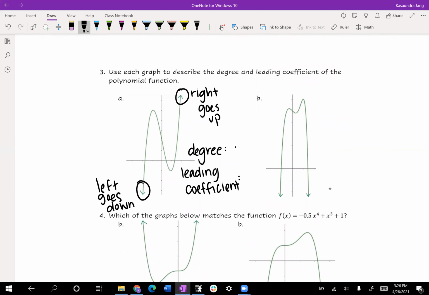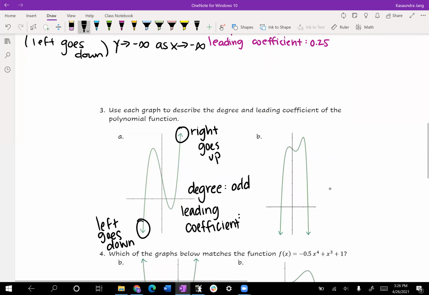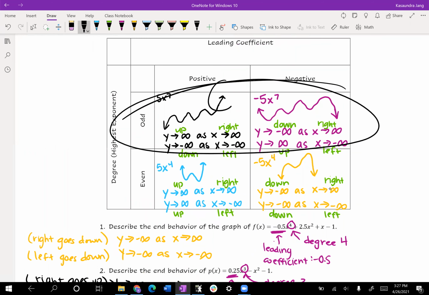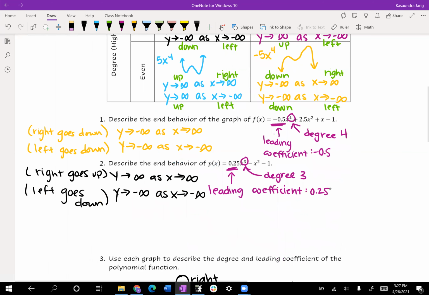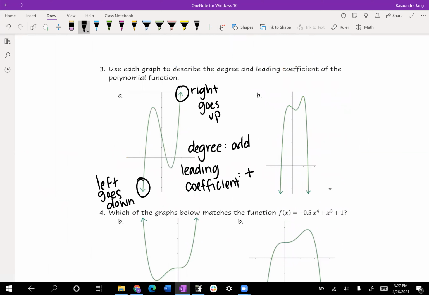Leading coefficient, let's look at the leading coefficient. Is the right side going up or the right side going down? Right side goes up, so that's got to be this odd degree with a positive leading coefficient. It's in this category right here. Odd degree with a positive leading coefficient. So leading coefficient, I'm going to put positive. That was my positive sign. All right. I didn't find any specific numbers, but I do know that the degree has to be odd and the leading coefficient has to be positive.